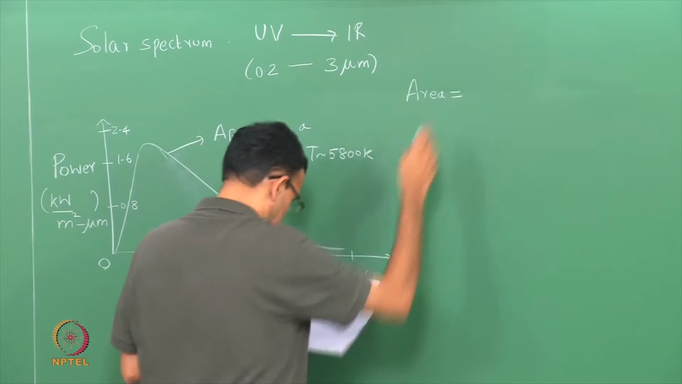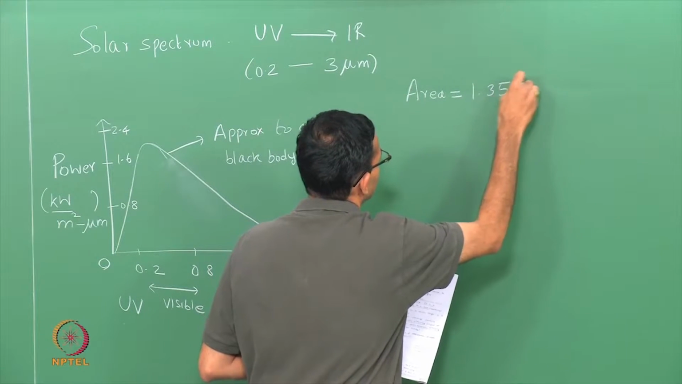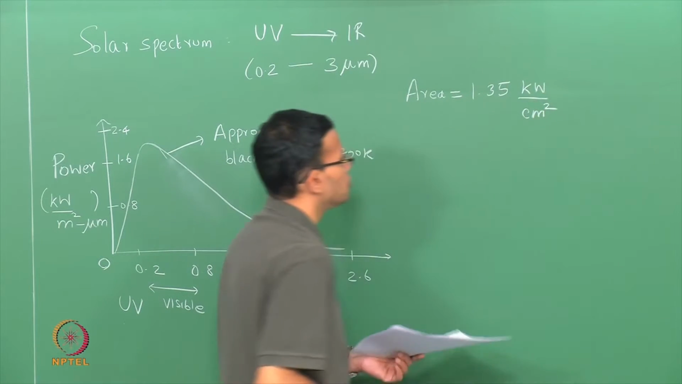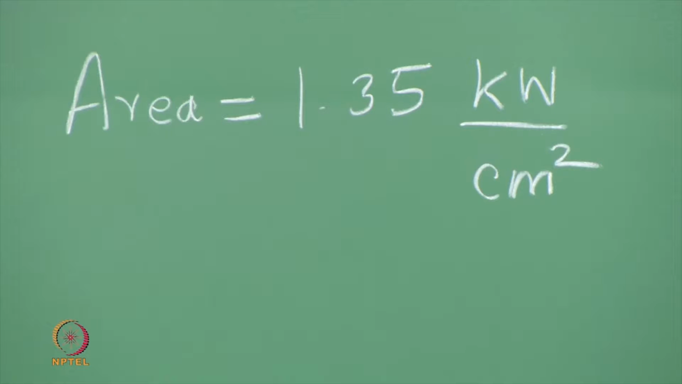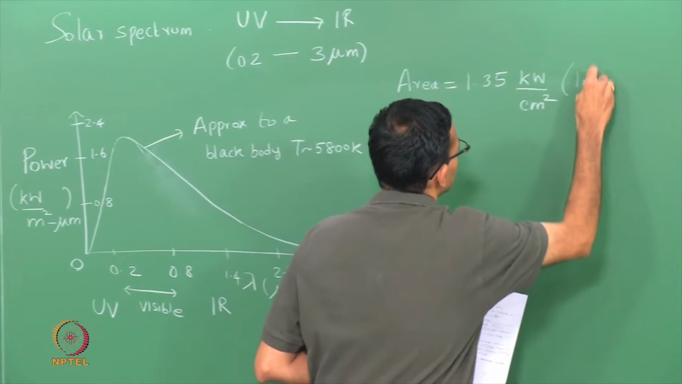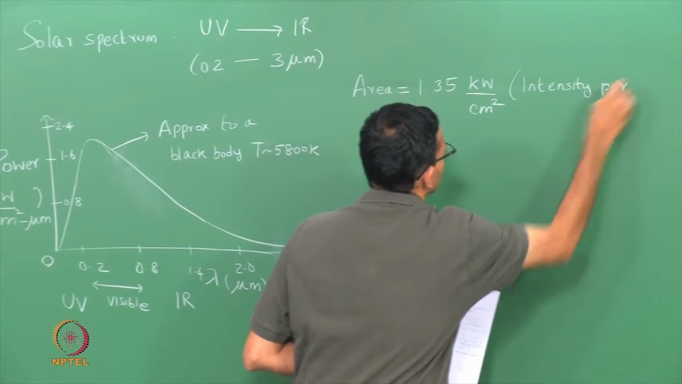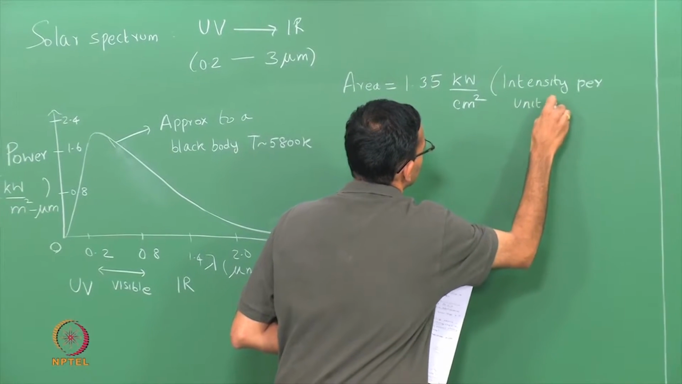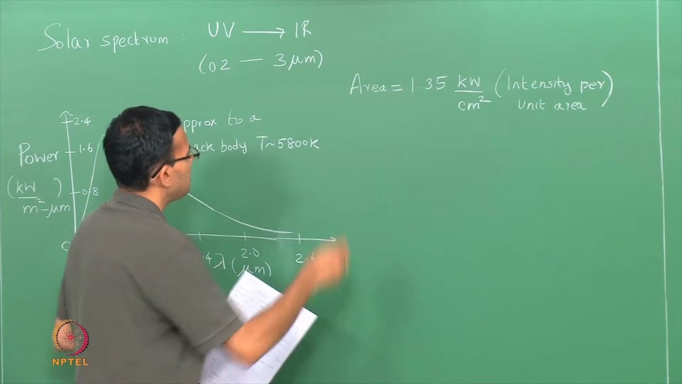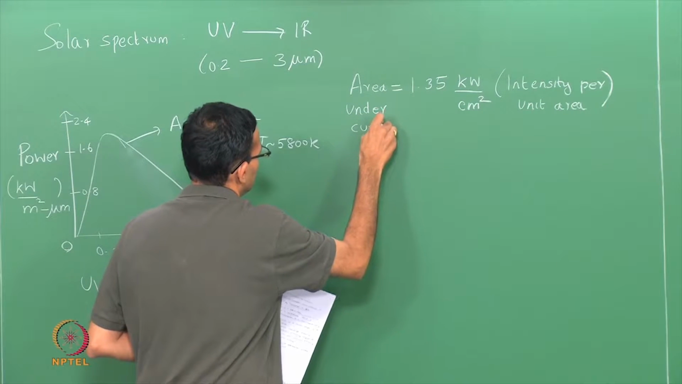This area has a value of around 1.35 kilowatts per centimeter square. So, this is the intensity of the solar radiation per unit area. Just to be clear, I will say this is the area under the curve.